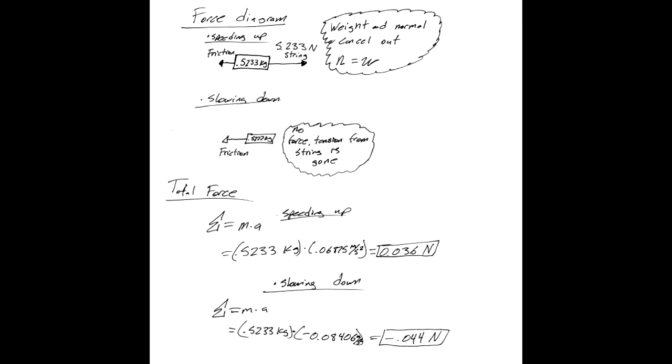To find the sum of the forces for when the car is speeding up, you multiply 0.5233 kilograms, the mass of the car, times 0.06875 meters per second squared, the acceleration of the car, to get 0.036 newtons for when the car is accelerating towards its maximum velocity. To find the sum of the forces for when the car is slowing down, you do 0.5233 kilograms times negative 0.08406 meters per second squared, and that is equal to negative 0.044 newtons.